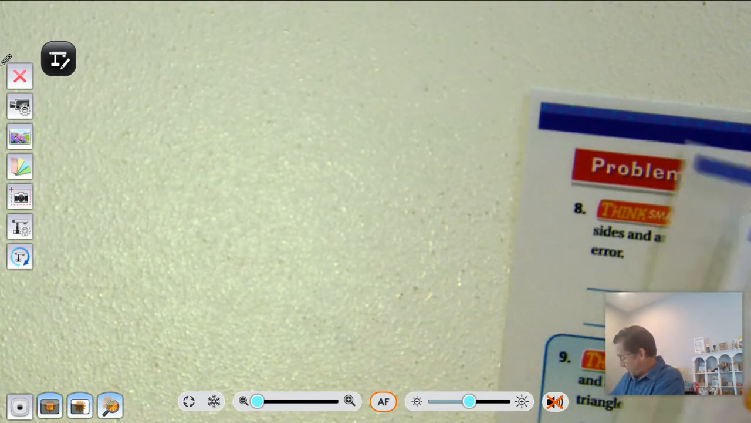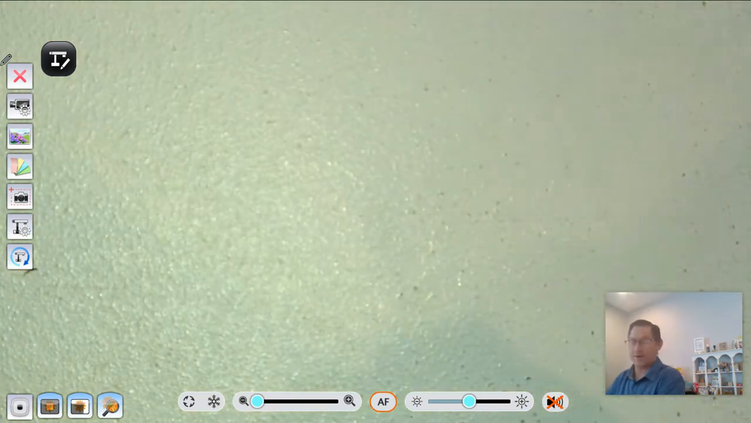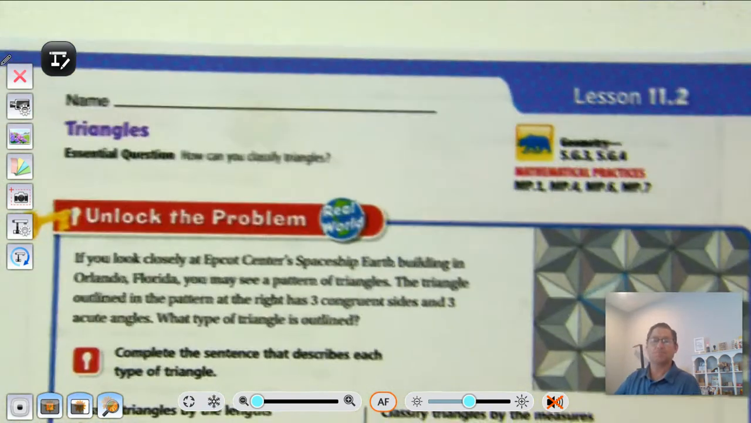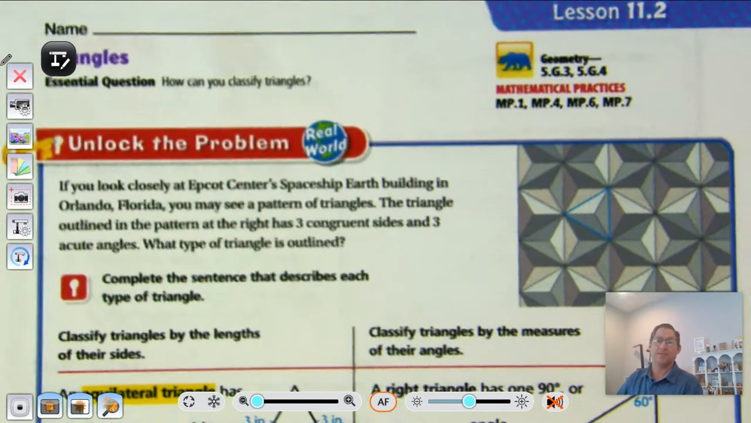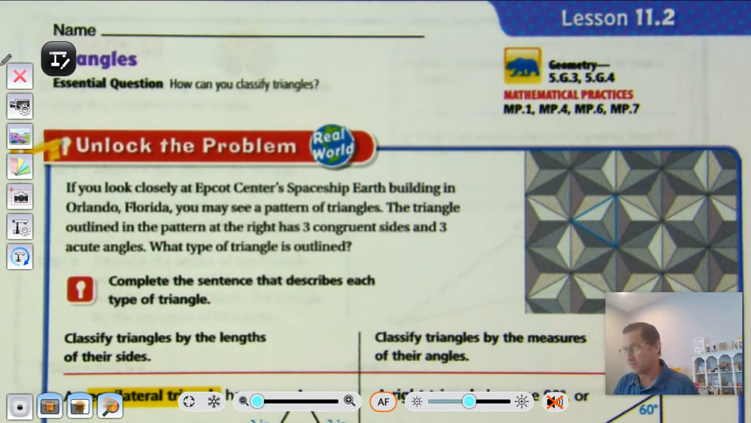We're on page 469 of the 5th grade Go Math textbook, lesson 11.2. And our essential question is, how can you classify triangles? You'll recall from earlier grades that we can name a triangle based on the measurement of its sides as well as the measurement of its angles. So this is basically a review of earlier grades.